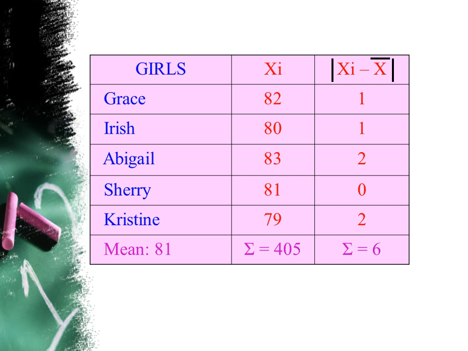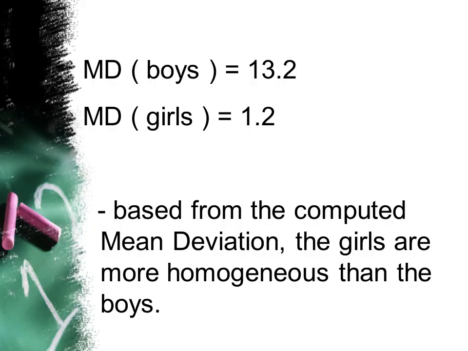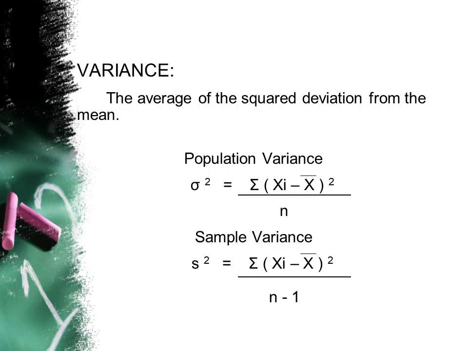Then, let's have the summation of all these deviations from the mean. That's 6. And divide that particular number by the number of observations. So 5 girls were involved. Divided by 5 is 1.2. So comparing the two values a while ago, may 13 point something yung boys, masyadong malaki. Yung girls, only 1. Still supported by the conclusion that the girls are more homogeneous than the boys. So in other words, mas okay ang performance ng mga girls kaysa sa mga boys, kaya they are almost uniform or homogeneous. I'm talking about the performance of the girls.